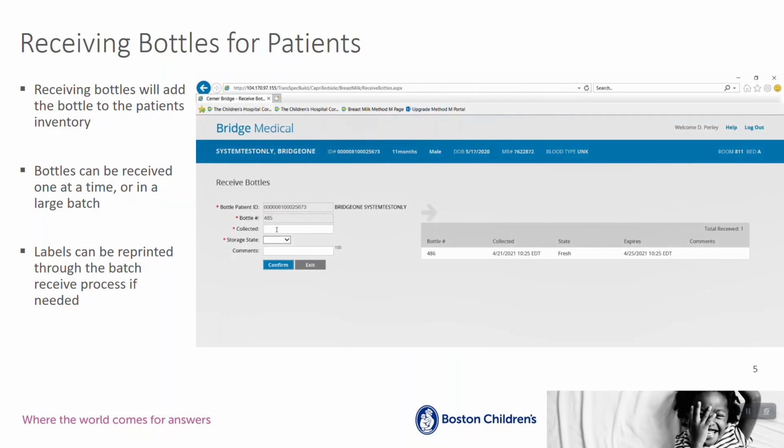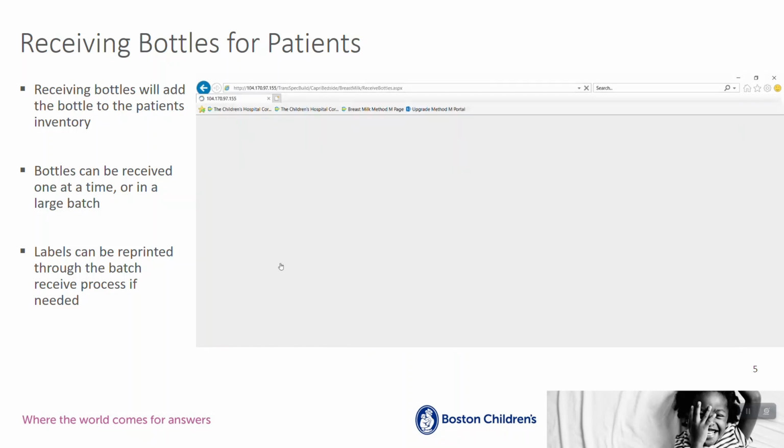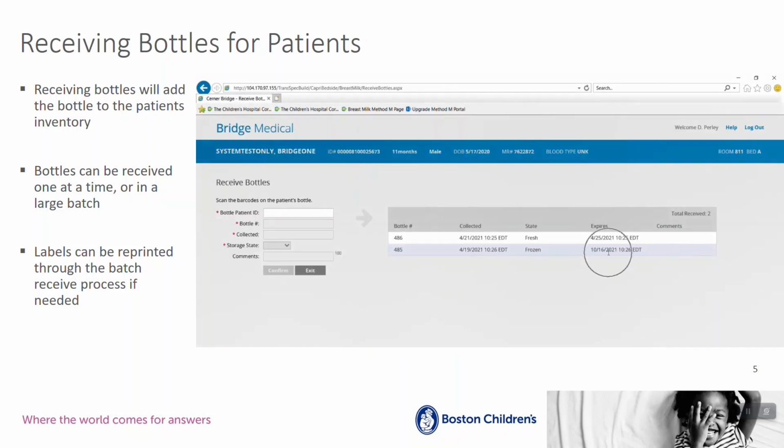You can do a few bottles like this. Scan your next bottle. Update the collected date time. Choose your storage state. This was frozen. Click Confirm. In the table on the right, you'll see that the system has calculated the appropriate expiration date based on your storage state of the milk. When done, click Exit.